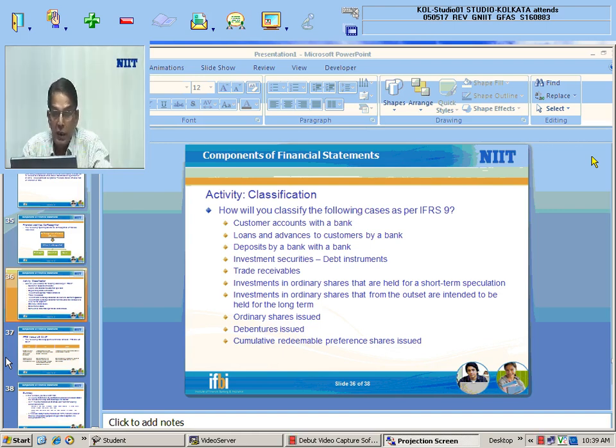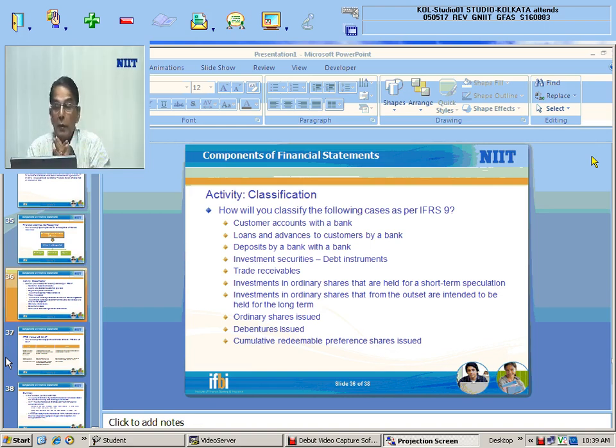And the last one, cumulative redeemable preference shares issued. This is not ordinary shares. That means these preference shares are eligible for a fixed dividend, which can even be accumulated. If the dividend is not paid out in a particular year, it will be accumulated. And these preference shares are redeemable at the end of a certain period.